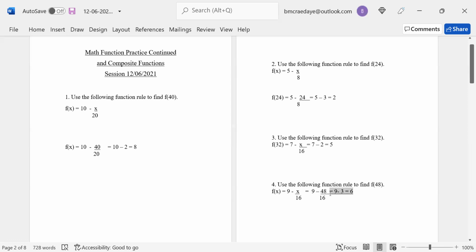Take this line out. We don't need that. So 48 divided by 16 is 3. Subtract the 3 from the 9 and you get 6. And that's your answer. Because that's f of x, where x is 48. Okay.